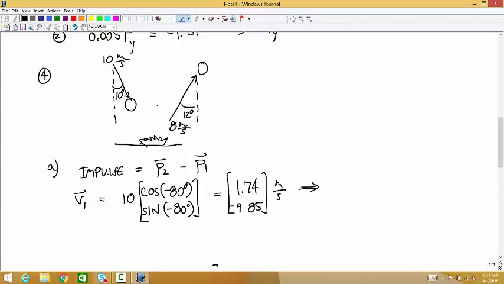And so the momentum, this thing has a mass of 10 kilograms. So the momentum is the mass times velocity. So 17.4, negative 98.5 kilogram meters per second.